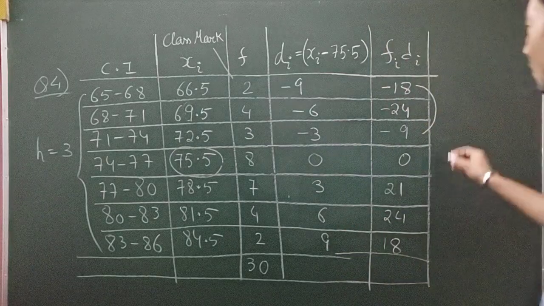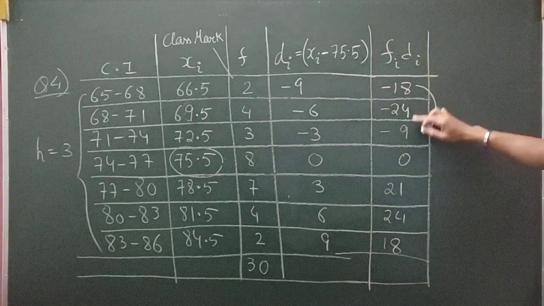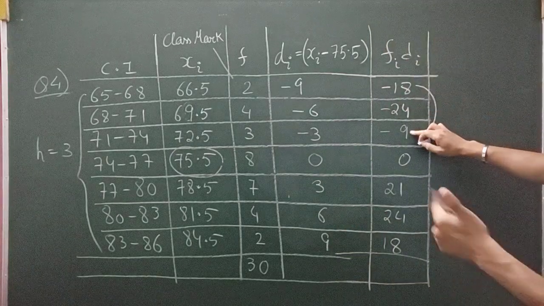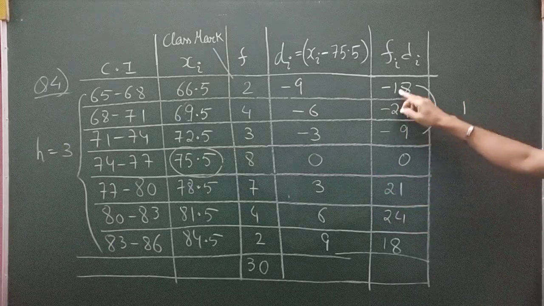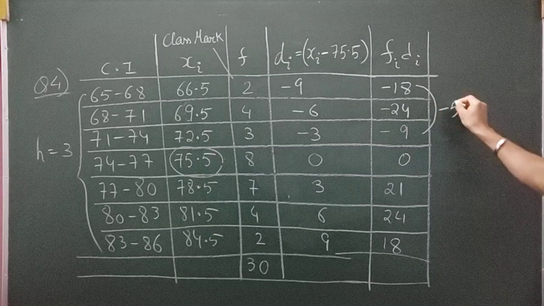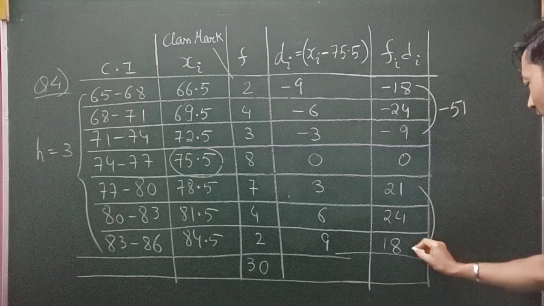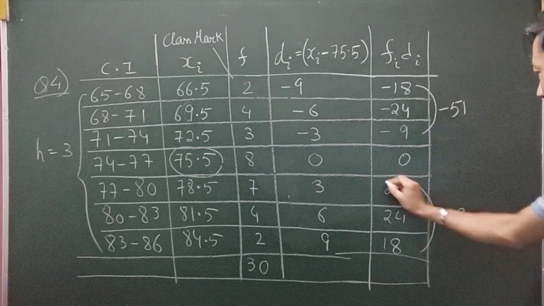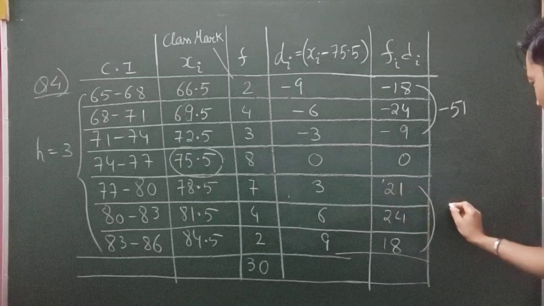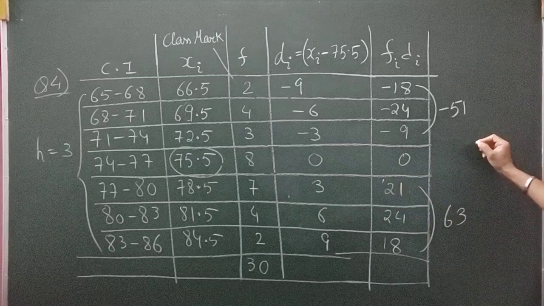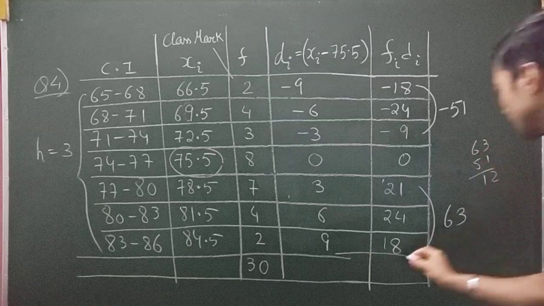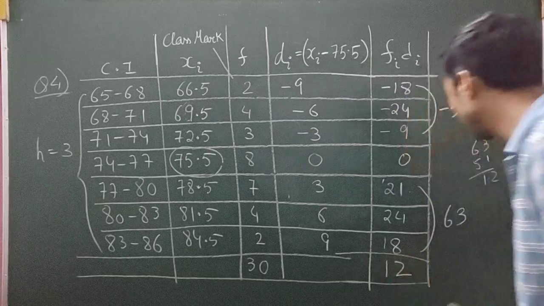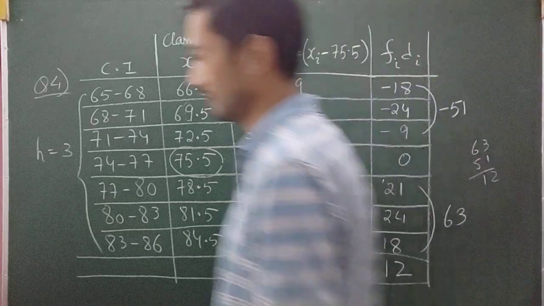Now, chalo. So let's calculate 8, 12, 13, 14, 15, 16, 17, 18, 19, 20, 21. 21, 2, 3, 4, 5. So it's minus 51. And this value? 8, 12, 13. 1 left, 2, 4, 5, 6. So 63 minus 51. How much will be that? 63 minus 51, 12. That will be positive 12 because 63 is bigger.